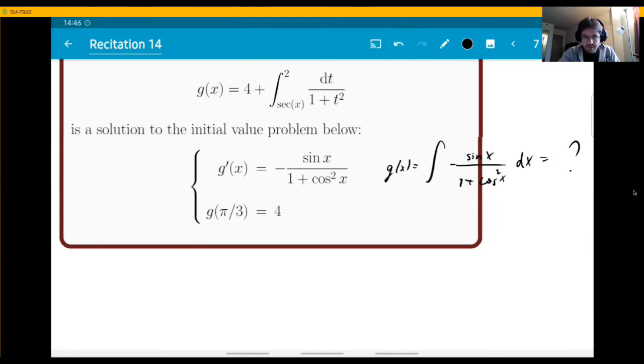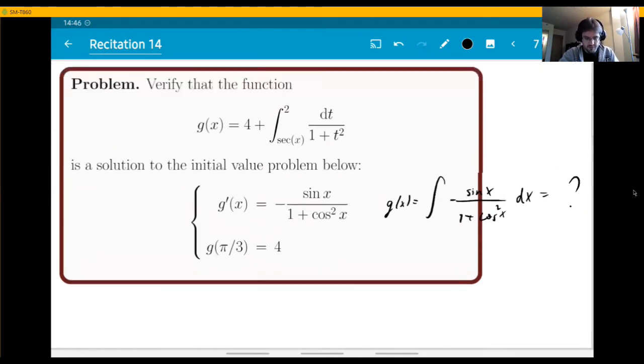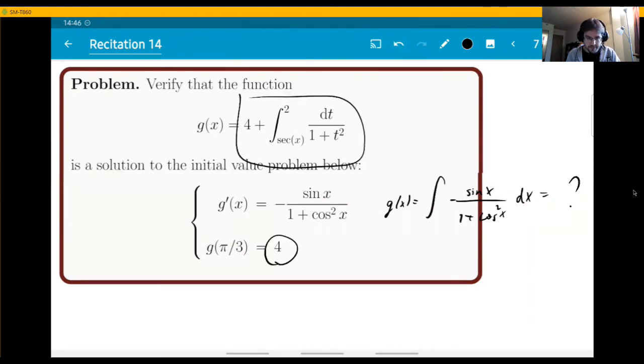But fortunately, this is not what this problem is saying. They did not just give you the IVP, they gave you the solution. And they just said verify that it is a solution. That's a very different thing. If somebody gives you the solution and asks verify, what do you have to do? You just have to show the calculation for g prime, look at this g, calculate g prime, and see that you get this. And then also verify the second equation, which is called the initial condition. So calculate g of pi over 3 in this formula. See that you get 4. That's what you have to do.